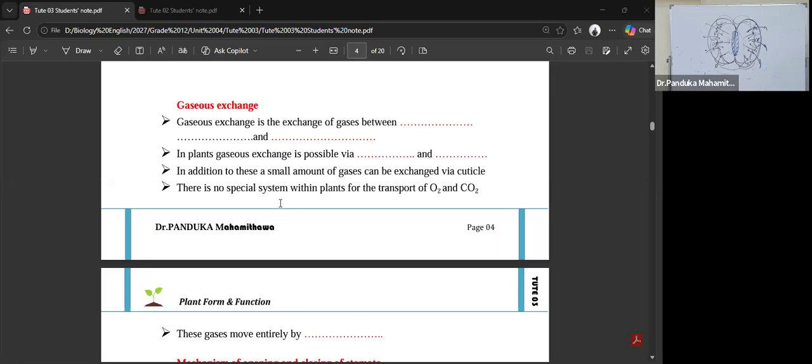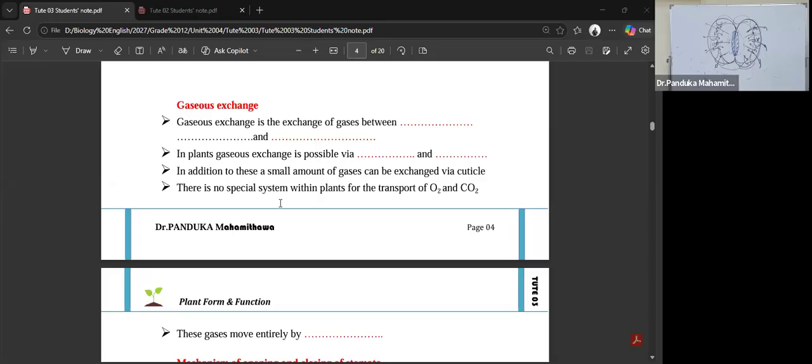Can you remember the lenticels we found when you learned about the structure of the stems? In the cortex, you have some openings, right? Those are the lenticels. So lenticels are placed in the stem. So plant gaseous exchange is possible via the stomata and the lenticels. In addition to these, a small amount of gases can be exchanged via the cuticle also. Though the cuticle is waxy, a very small amount can be exchanged. That is a very minute amount.